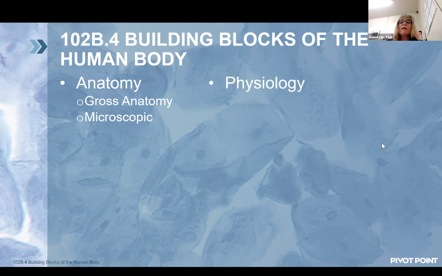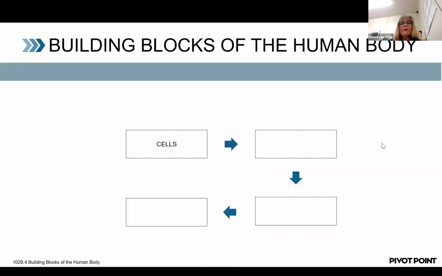Okay, physiology, that's an F word. Physiology, even though it's spelled with a PH, it sounds like an F, so that's an F word. Physiology is the function of your body, right? That's what it is. Physiology is the functions of the body. And then when we hit this up, we're going to talk about cells. All right, cells.